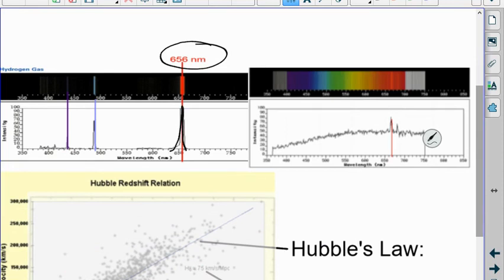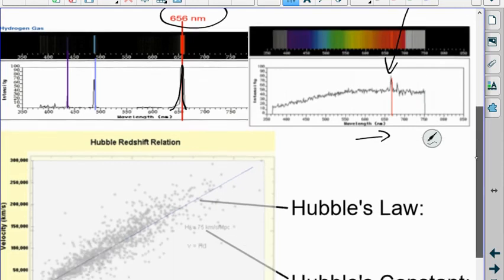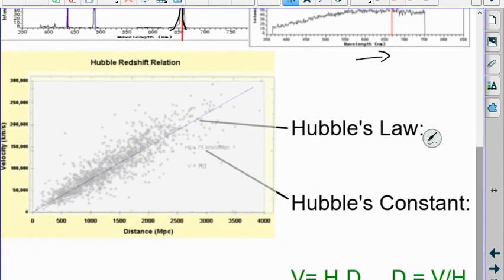Okay. Then we did this over here, that the peak line for hydrogen, the most intense line, was at about 656 nanometers. And we were able to see that galaxies will have that peak wavelength. And if we again measure a shift in that wavelength, we can tell if galaxies are moving and how fast. We use that to talk about Hubble's law.